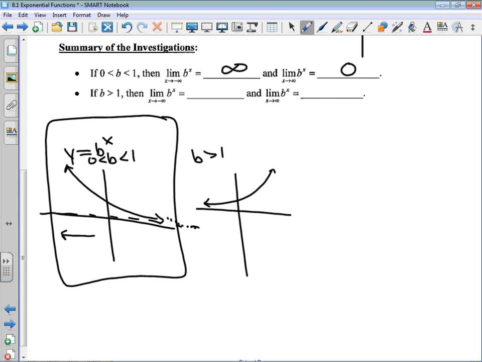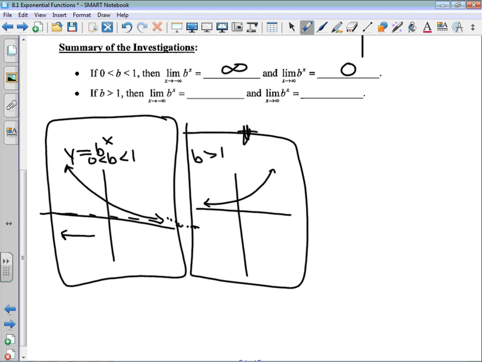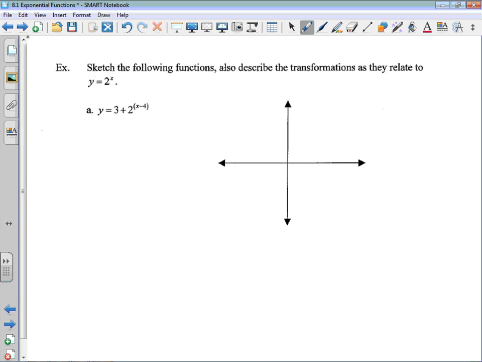If we look at the second graph, and I'll put an asterisk there, as x approaches negative infinity, that's to the left here, the value of the function is 0. As we approach positive infinity, the value of the function goes to positive infinity. It gets larger and larger and larger, basically without bound. Now we can use that knowledge to talk about some basic exponential functions.